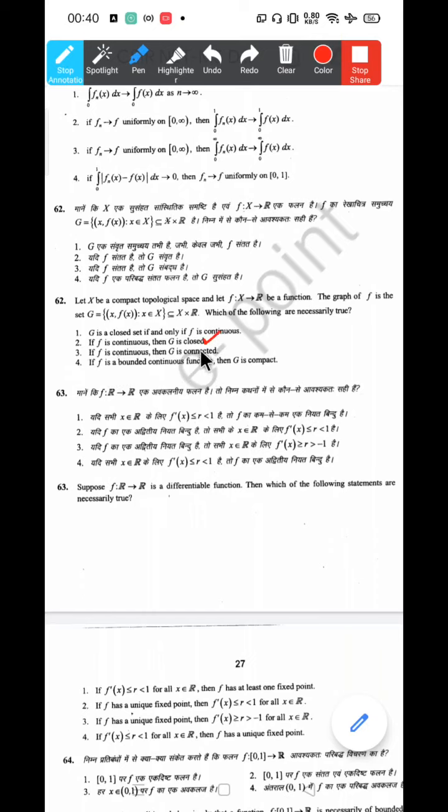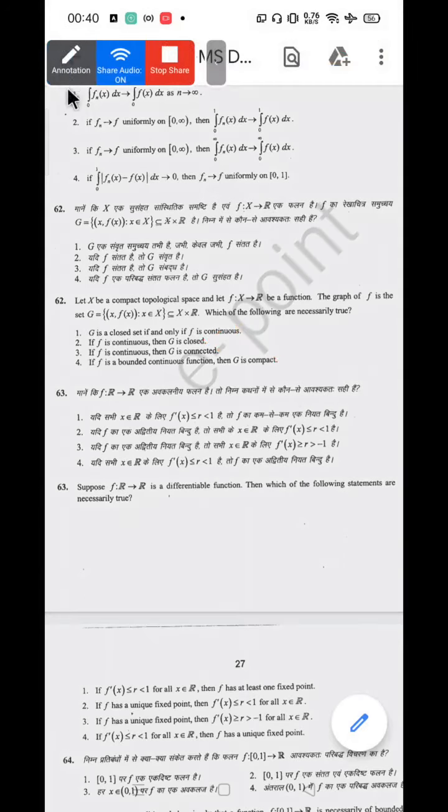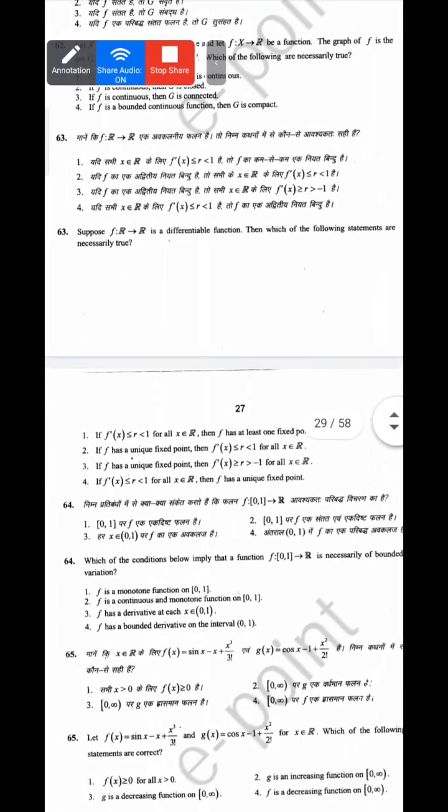If continuous, then it is connected, need not be. If and only if will not hold. If it is closed, it doesn't mean that the function is continuous. If the function is bounded, continuous function, so if it is bounded also, and since continuous, then it is closed and bounded in R, so it will be compact. Yes, it was on a compact topological space, so you can say that a closed subset of a compact topological space is compact. Yes, let us go to the next one.